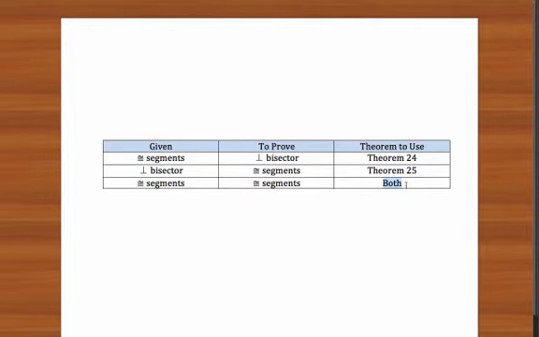Okay, I'm going to show you a couple of examples of proofs that come up in this section, and I hope this all helps. Thanks.